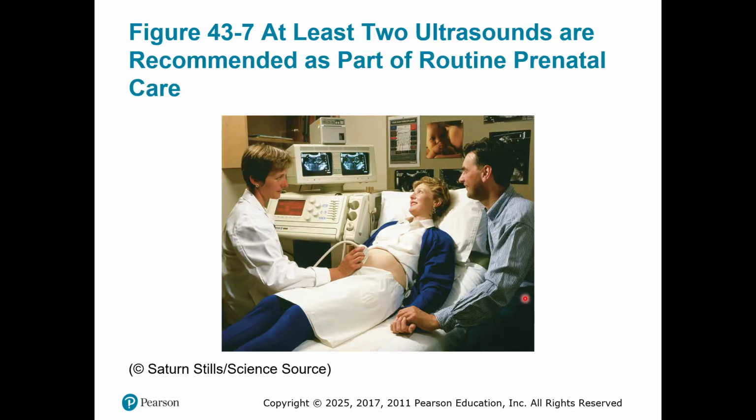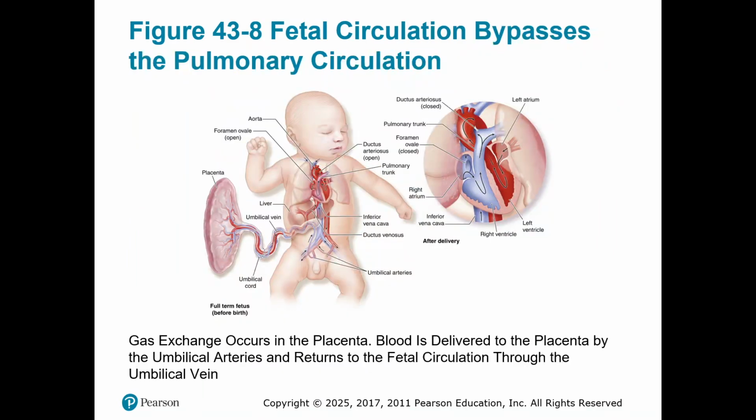And this is just a diagram recommending that 2 ultrasounds are recommended as part of routine prenatal care. This is a diagram listing the fetal circulation, bypassing the pulmonary circulation. And this is basically how the child breathes while in the womb or the birth canal.